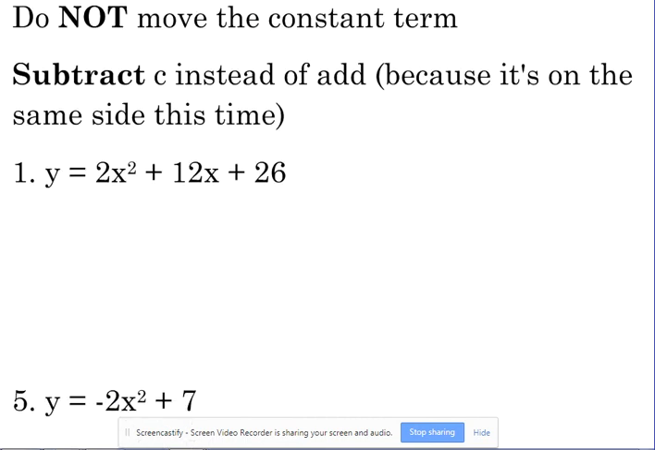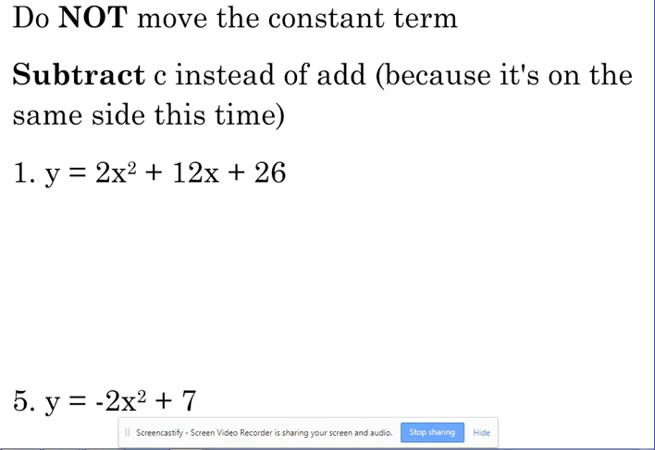So let's look at number 1 here. And actually, hang on, I have these on a handout. Let's look at this. 2x squared plus 12x plus 26. So if we're going to start the process of completing the square, we're not going to move the constant to the other side. So that eliminates step number 1. We're not going to move that constant to the other side.